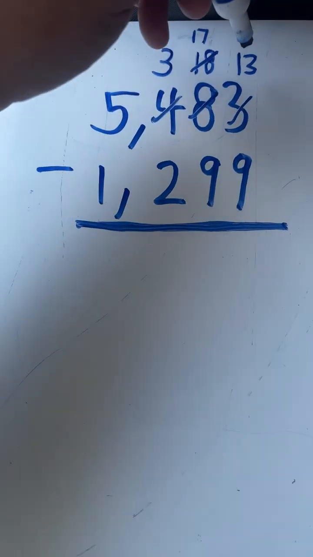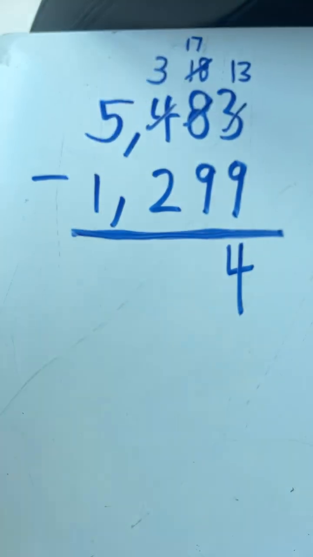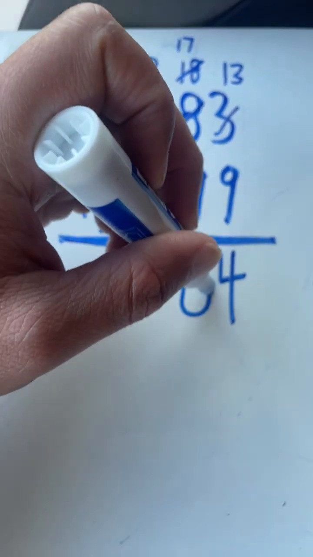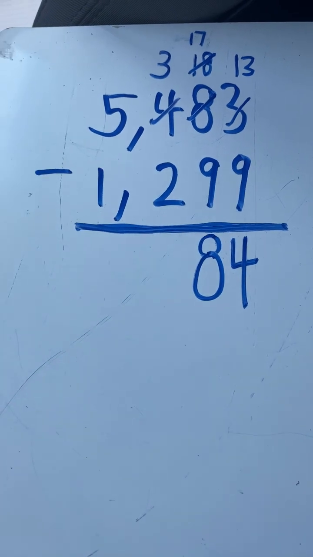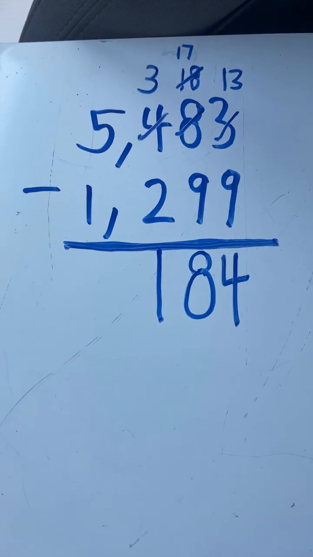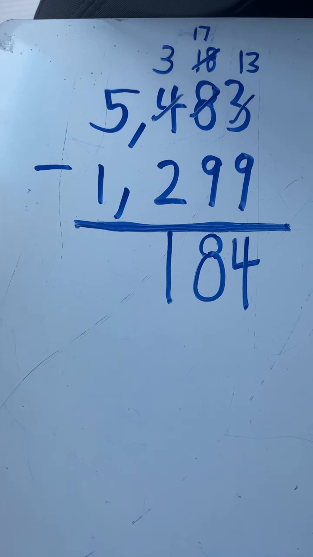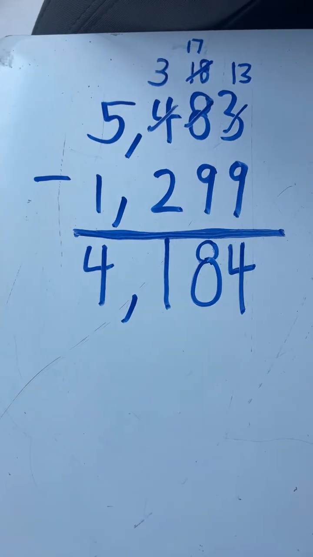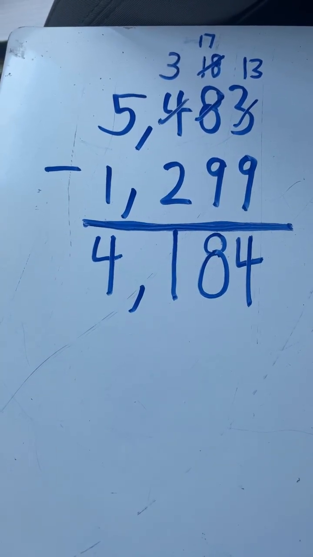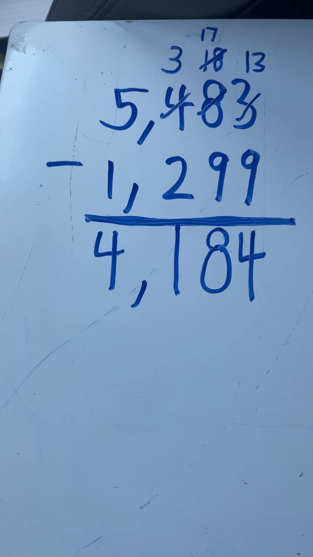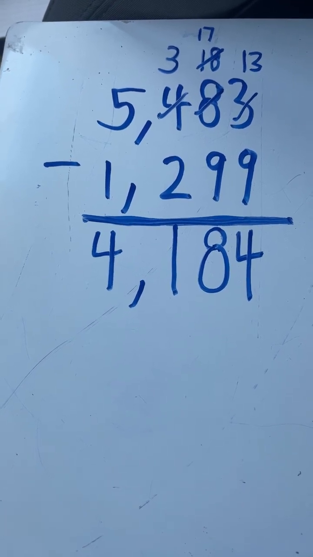So now we're going to the ones place. 13 minus 9 equals 4. 17 minus 9 equals 8. 3 minus 2 equals 1. And 5 minus 1 equals 4. And we have our final answer. 5,483 minus 1,299 equals 4,184.